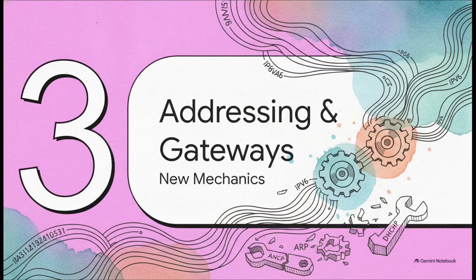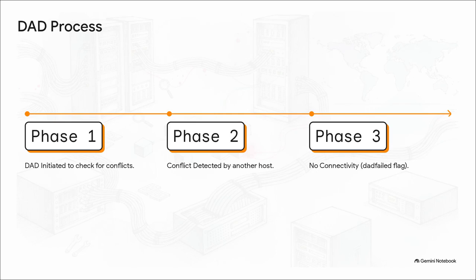Section 3. Addressing and gateways, new mechanics. Okay, before an interface even fully comes up, it runs duplicate address detection, or DAD. First, DAD is initiated to check for conflicts by sending a solicitation to a multicast group. If another host actually responds, say a cloned VM that has the exact same EUI-64 MAC address, you get a DAD failed flag. And the result of that?